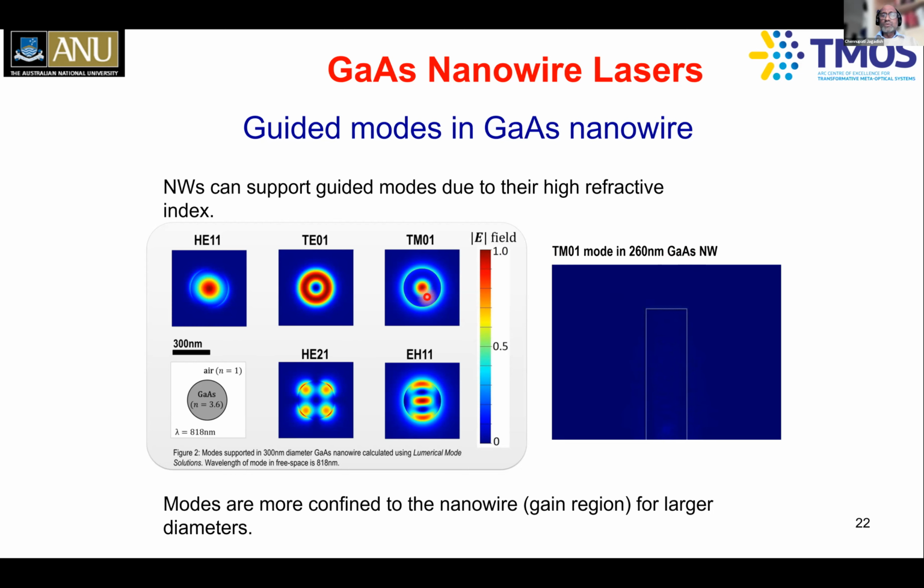And so he looks at how the light is propagating through a 260 nanometer gallium arsenide nanowire, with the TM01 mode, which has the highest field at the core of the nanowire, and TE01, which has a donut-like shaped field distribution, HE11, HE21, EH11. So the higher order modes and others he also looks at. So here is a case of how the TM01 mode is propagating in this particular gallium arsenide nanowire, for example, here.